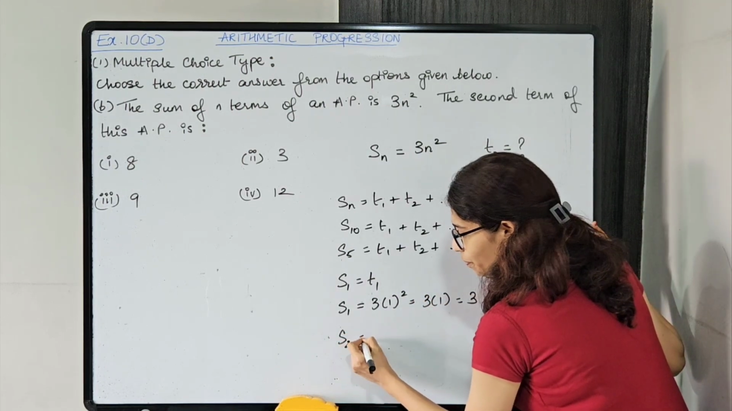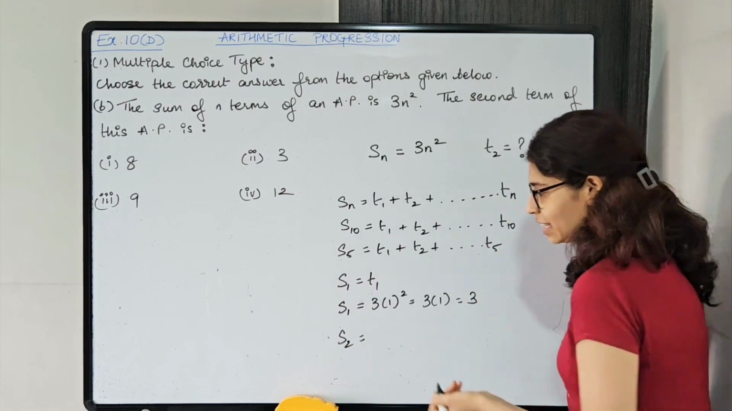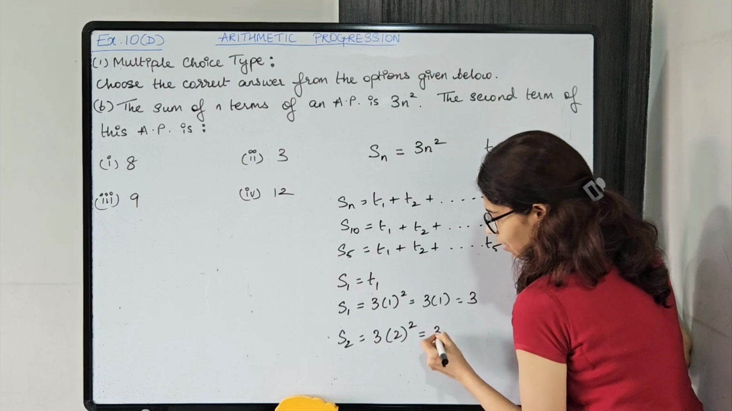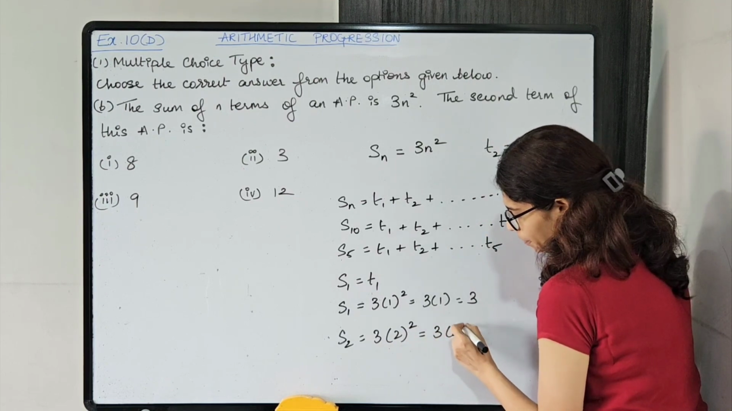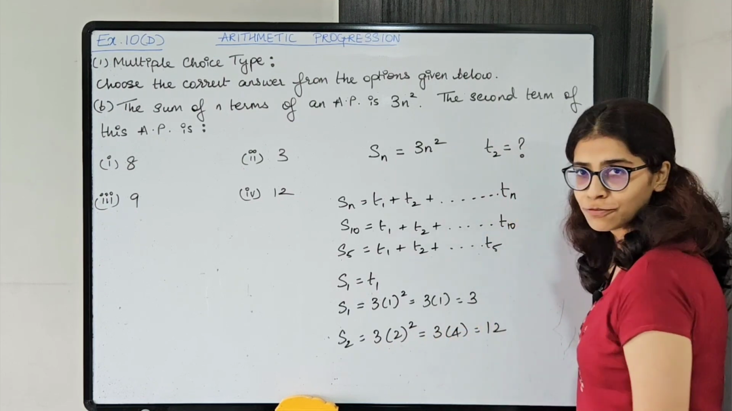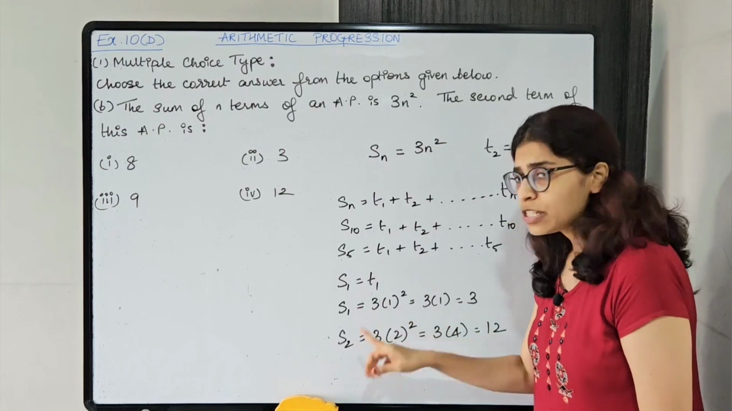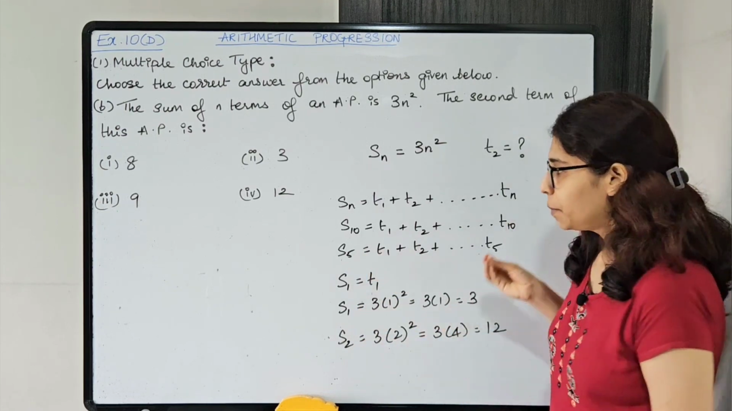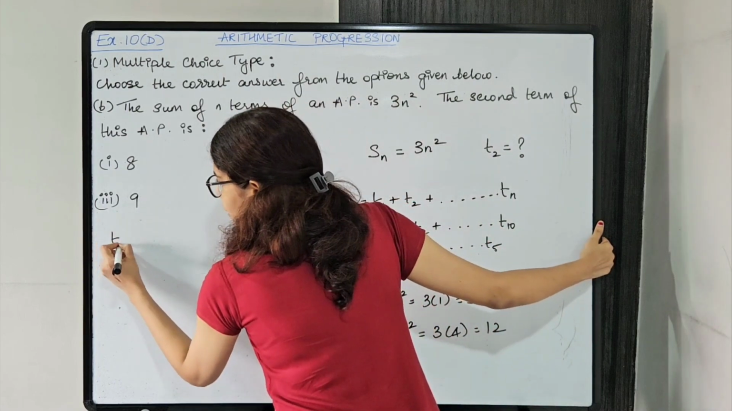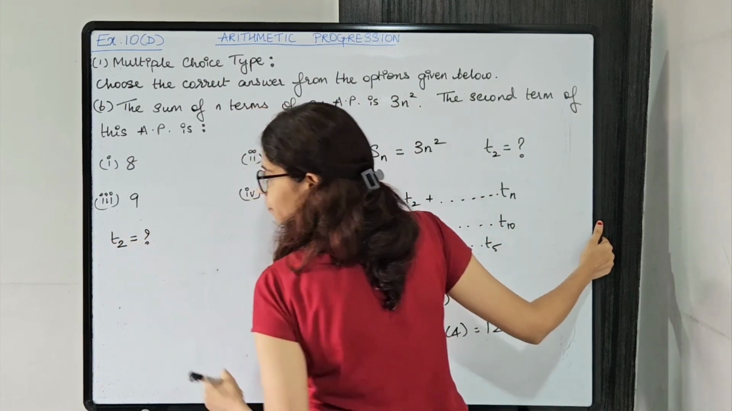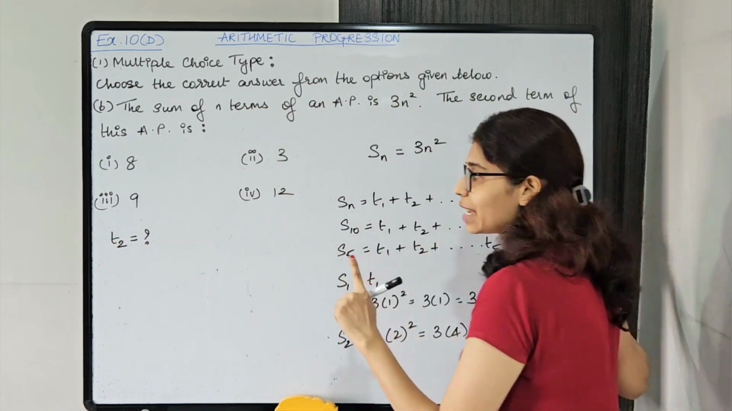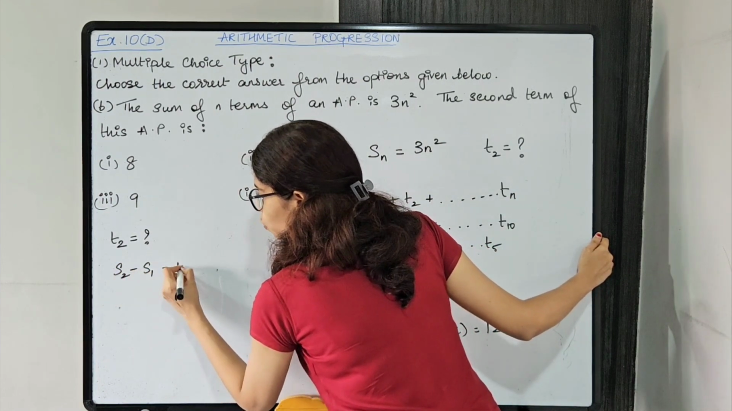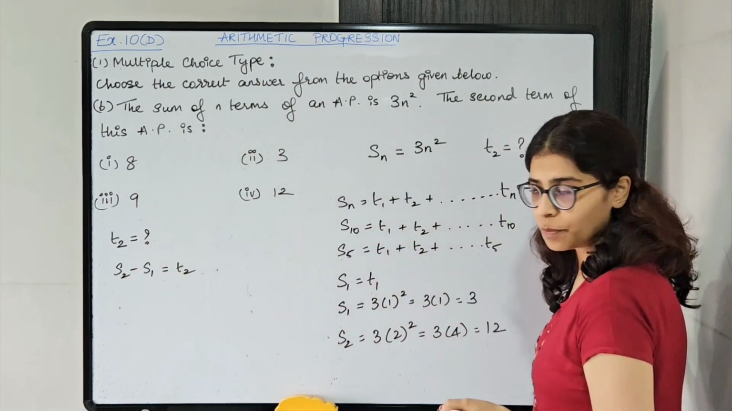S2, it will be 3 into 2 square. That is 3 into 4, correct? Which gives 12. S1 and S2 ही find out करना है, फिर subtract करना है. Why? Because I need to find out T2. Now S2 minus S1 will give me T2. How?